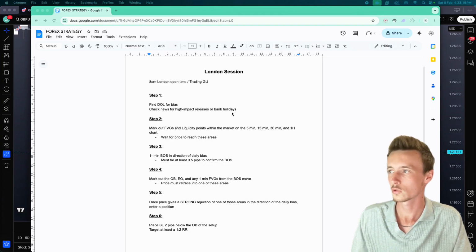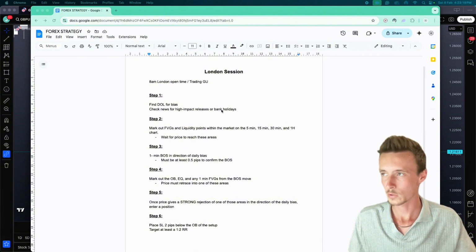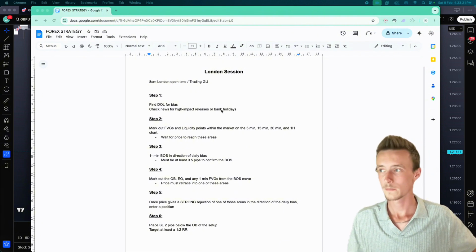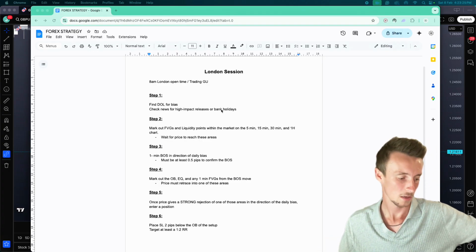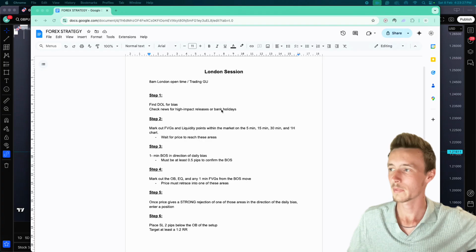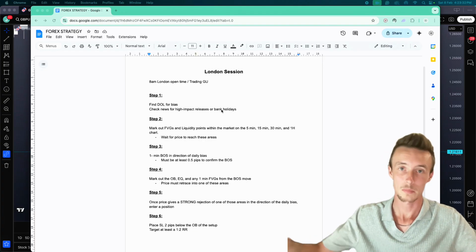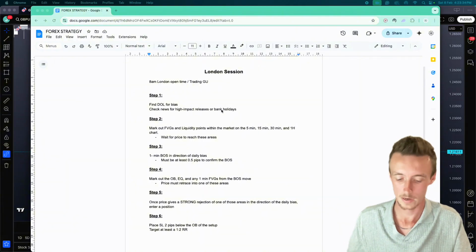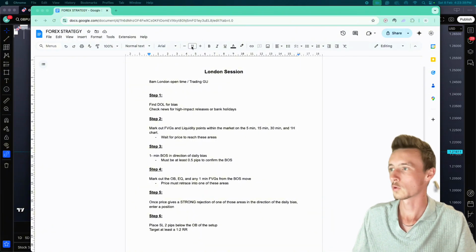So of course, as we learned, we would go into Forex Factory. We would check if there was any high impact news or if there was a bank holiday. But if there was a bank holiday or some high impact news that could affect our trading, then of course that would affect our first step, and we may or may not be able to trade. For this example though, I know that there is no news and I'm all good to be trading.